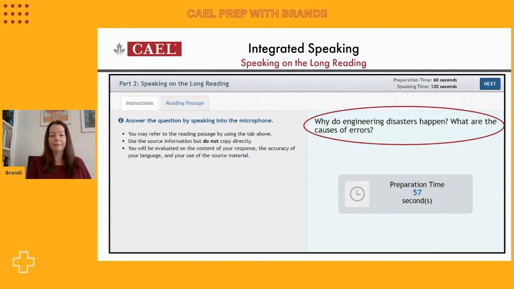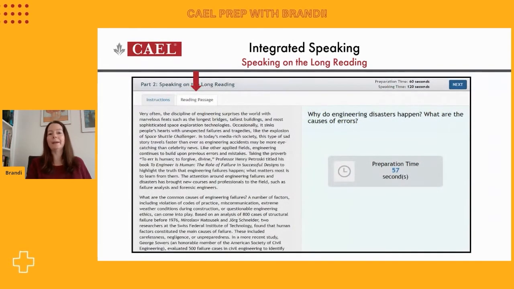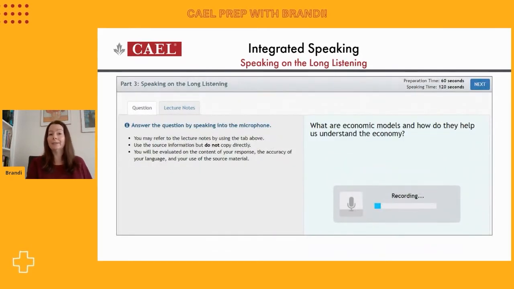But on this part of the test, if you would like to click on that reading passage tab at the top, it is going to pull up the entire reading passage again. So you can skim read it through. You can have it facing you as you're speaking in case you want to pull information out and use it to record your answer. All right, the listening is structured in the same way.